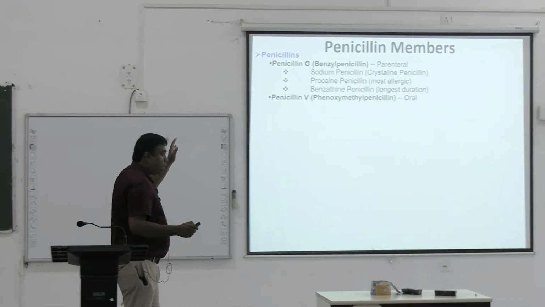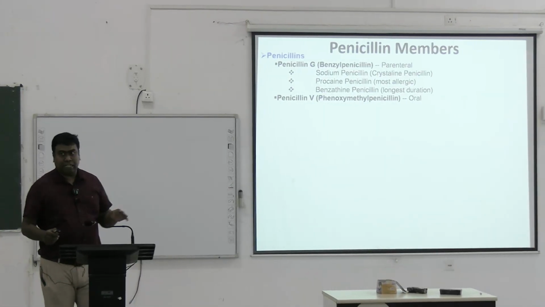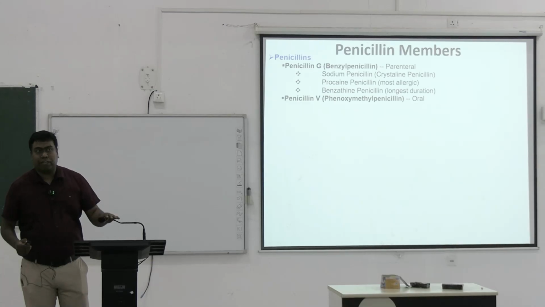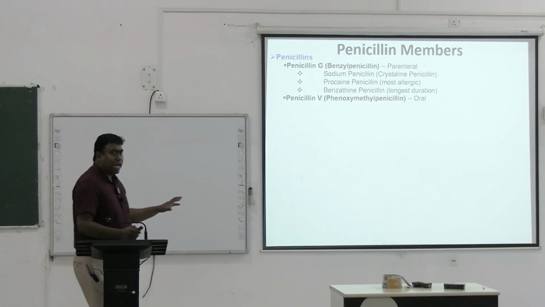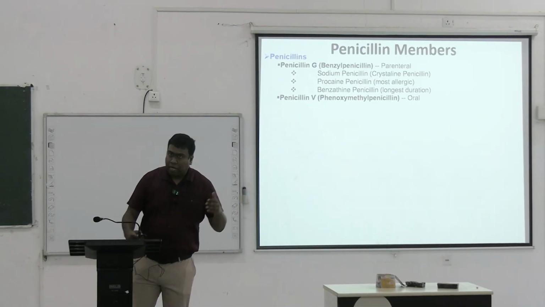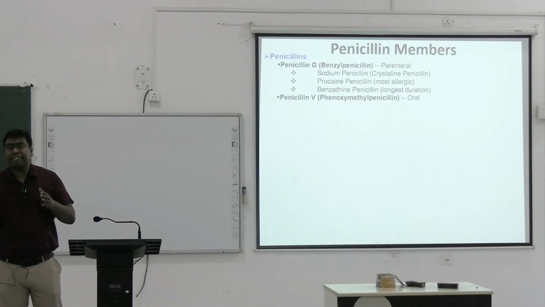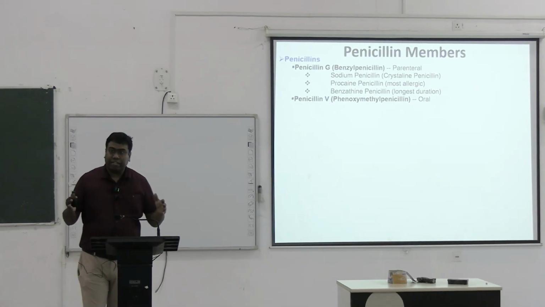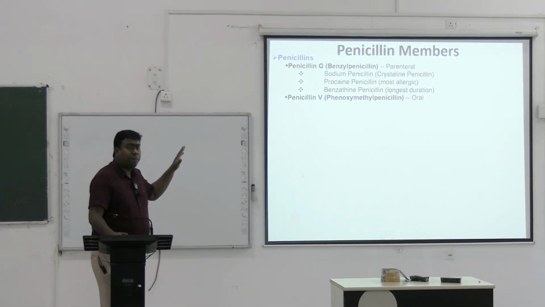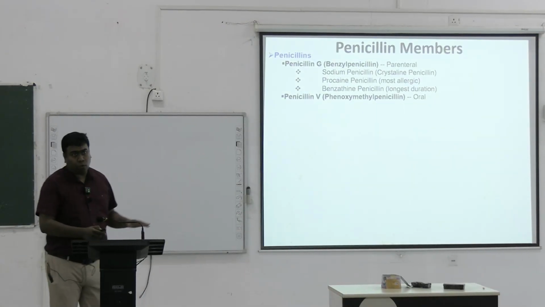Then came penicillin V, or phenoxymethyl penicillin. What is the importance of that? It can be given orally. All the other parenteral penicillins, given either IV or IM, are acid labile and cannot be given by the oral route. So the oral penicillin is penicillin V, or phenoxymethyl penicillin.